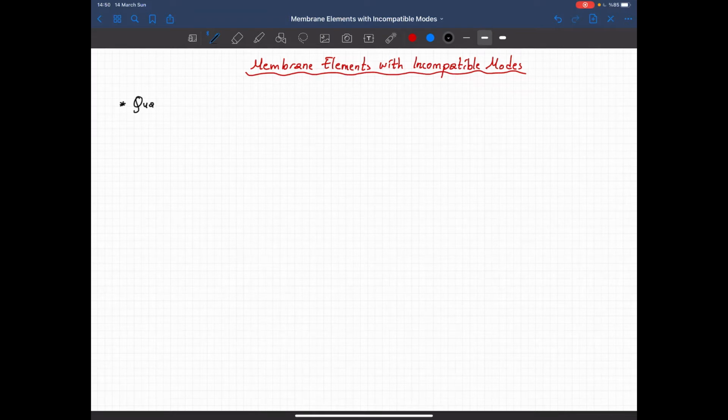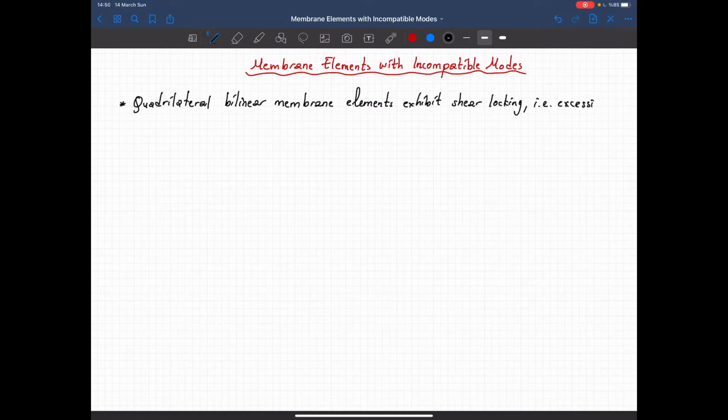We said that quadrilateral bilinear membrane elements exhibit shear locking, or we also call it membrane locking. Excessively stiff behavior under bending.